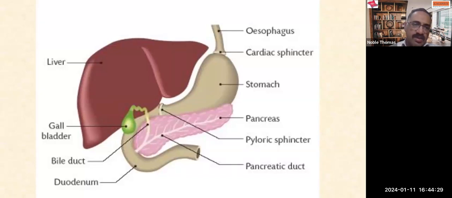Liver produces a chemical called the bile, and it is stored in the gallbladder for some time. Bile does not contain any enzymes, but it has some chemicals which can do some chemical reactions. Now, what is the difference between an enzyme and a reagent? The bile juice contains reagents.